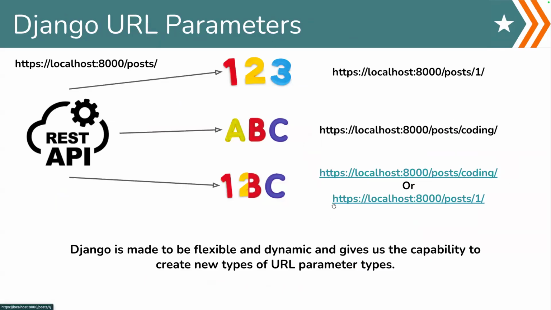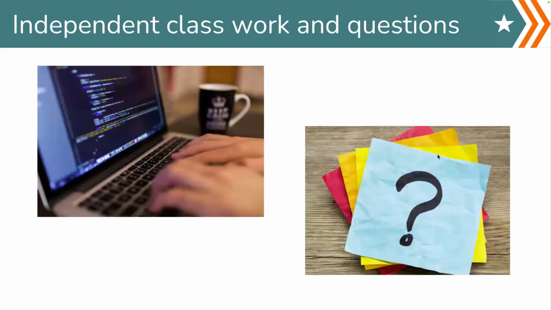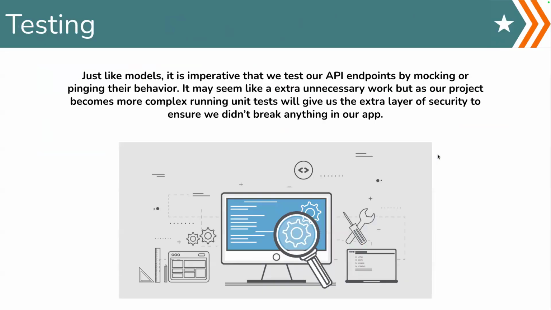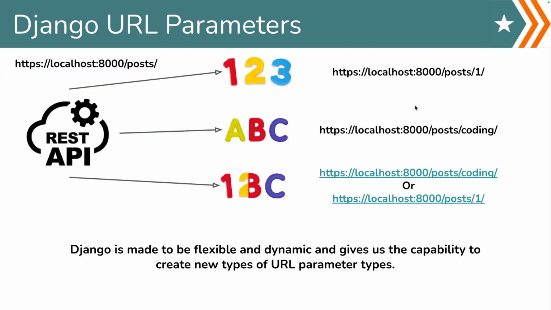But before we start talking about any of this, let's dive into some information. Let me just double check the slide deck here. Okay, so testing, let's cover this really quick. Just like models, it's imperative that we test our API endpoints by mocking or pinging their behavior. It may seem like extra unnecessary work, but as your project grows and becomes more complex, running unit tests will give us the extra layer of security to ensure we didn't break anything in our application. All right, we'll come back and talk about URL converters here shortly.